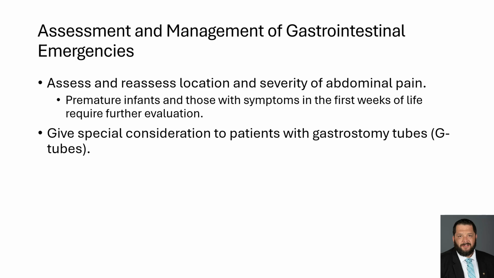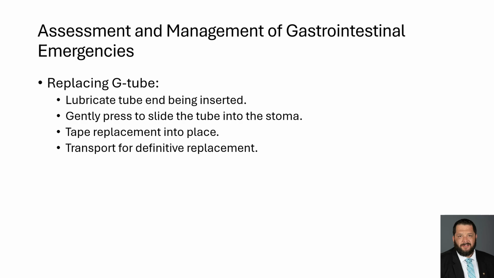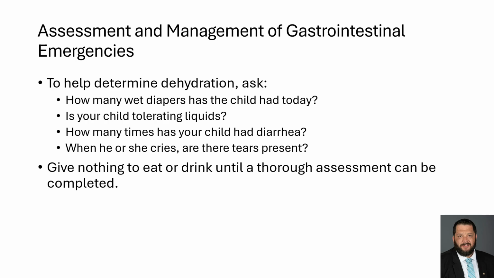Give special consideration to patients with G-tubes, and we'll talk about pediatric special cases in a separate lecture. But you may need to inquire historically and then evaluate or assess the area around the G-tube placement to make sure that there's not an underlying infection or other problem. If you need to replace the G-tube, you need to lubricate the distal end, or the end that's being inserted into the stoma. Gently press the tube into the stoma and then tape the replacement into place. Then you're going to need to transport that patient for definitive treatment and replacement of the G-tube.